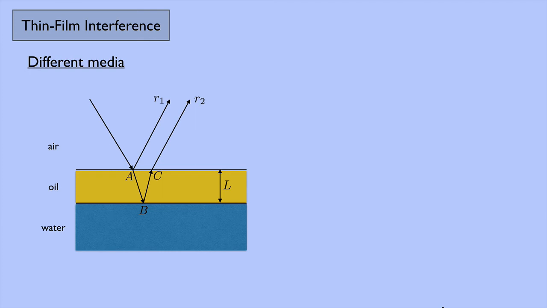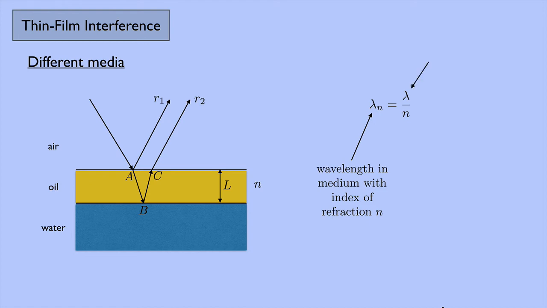What about different media? So let's say that the index of refraction of the oil is n. Well, then I know that the wavelength of the light when it's in the oil equals the wavelength of the light in vacuum divided by the index of refraction. So this lambda sub n is the wavelength in the medium with index of refraction n. This lambda is the wavelength in vacuum, and the n is the index of refraction. And we care about the lambda inside the thin film because it's the thin film that's the difference between R1 and R2. R1 does not enter this thin film, while R2 does come from the thin film.